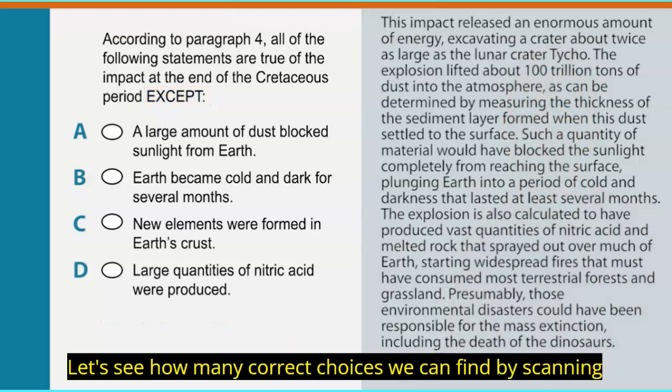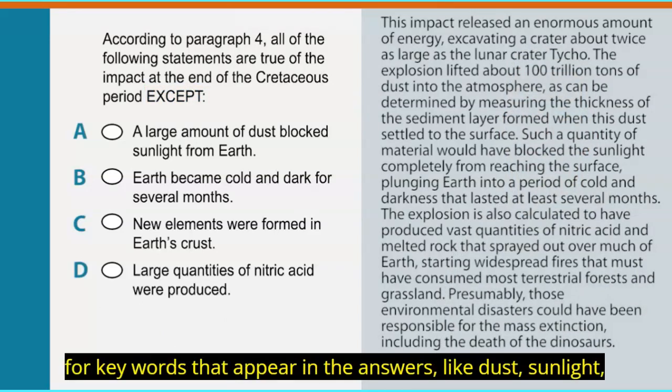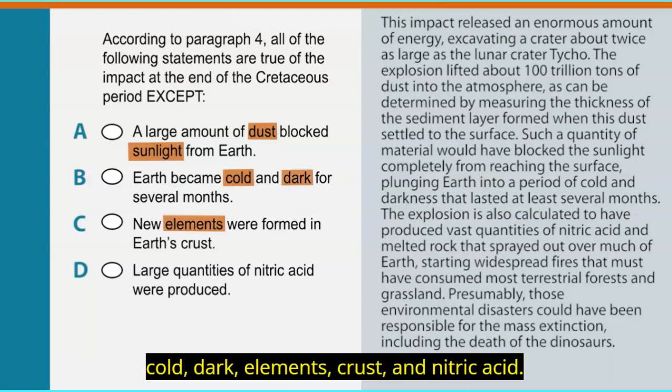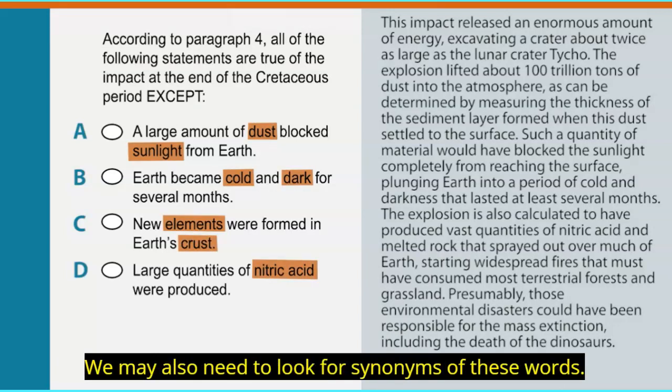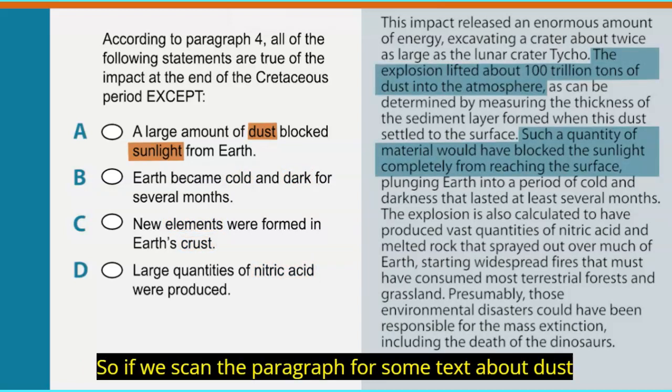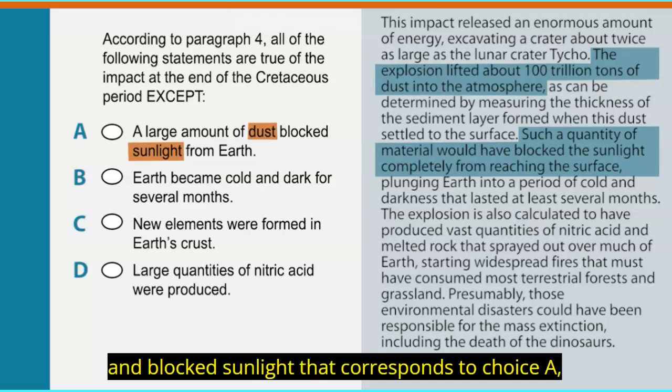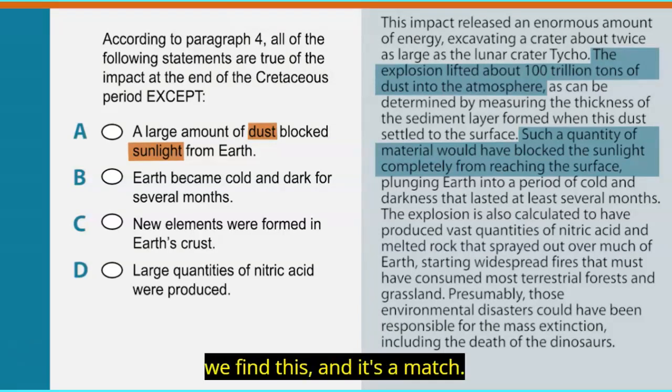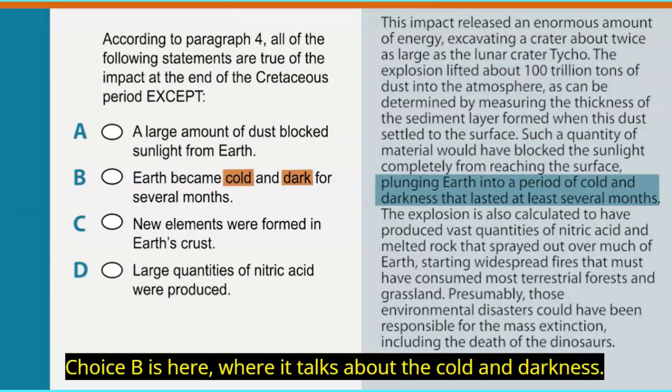Let's see how many correct choices we can find by scanning for key words that appear in the answers like dust, sunlight, cold, dark, elements, crust, and nitric acid. We may also need to look for synonyms of these words. So if we scan the paragraph for some text about dust and blocked sunlight that corresponds to choice A, we find this, and it's a match. Choice B is here, where it talks about the cold and darkness.